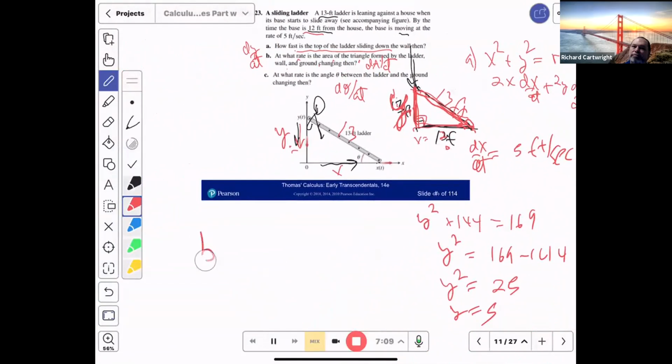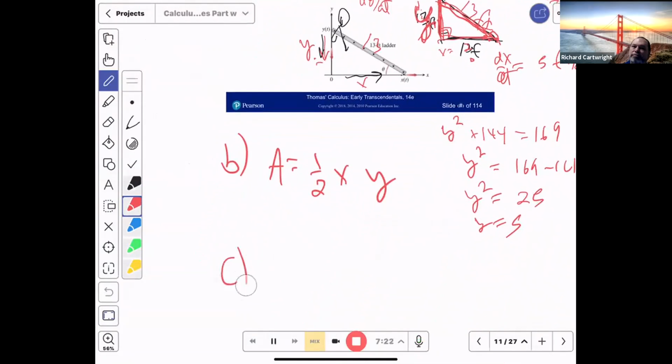B, just to set it up for you, A must be 1/2 times x times y. Do the calculus. Plug in what we know. C, how is the angle changing? Some sort of trig function, using maybe the hypotenuse and the x. You could use several trig functions. I would probably use that one. I'd probably use cosine. I would probably use cosine of theta equals x over 13.